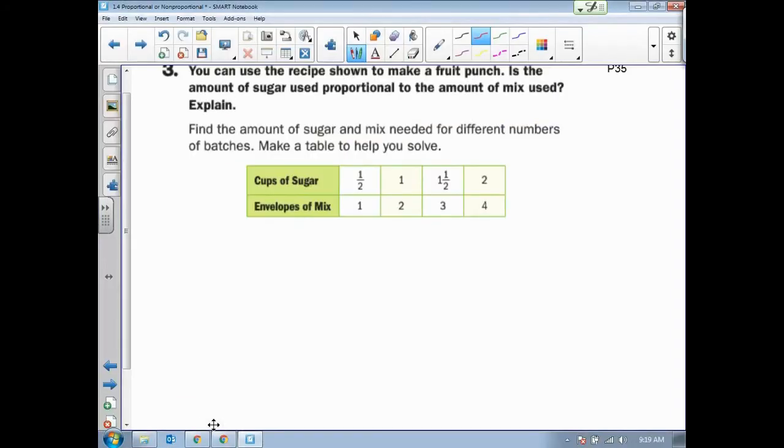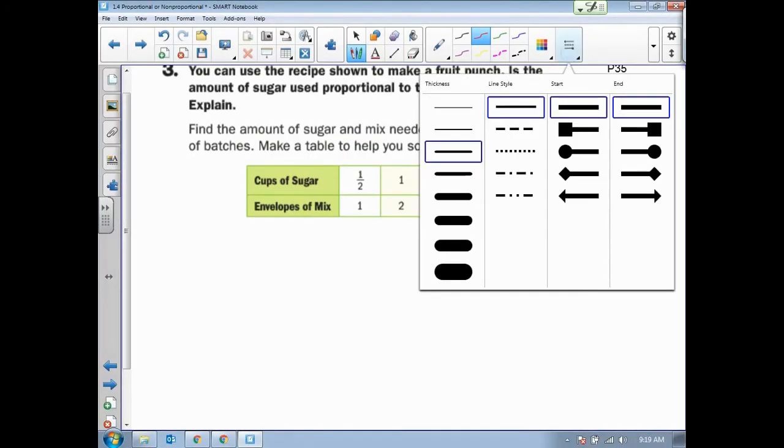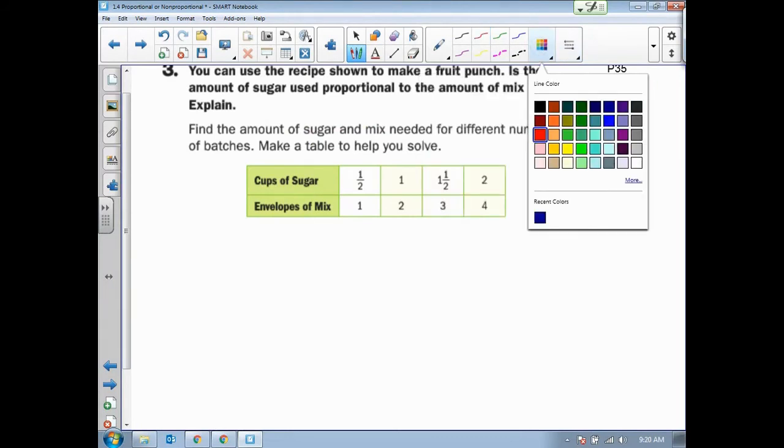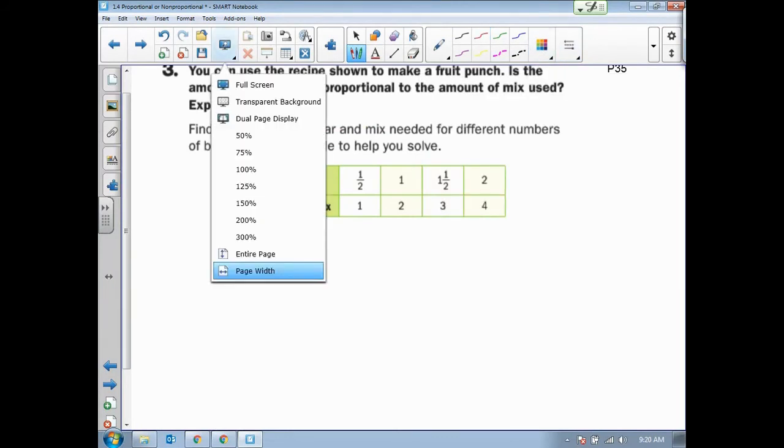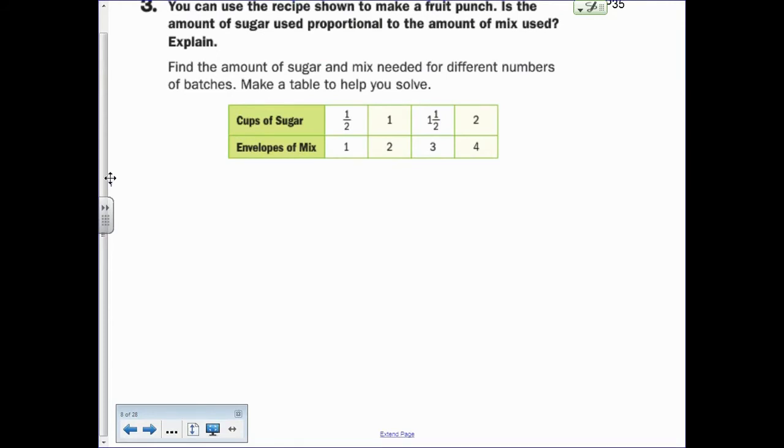And it says, using this recipe, is it proportional or non-proportional? Well, we have to look at this and go, okay, what is the X number? What is the Y number? It says we are trying to find if it is sugar to mix. So sugar to mix, that means sugar is my Y number and mix is my X number.